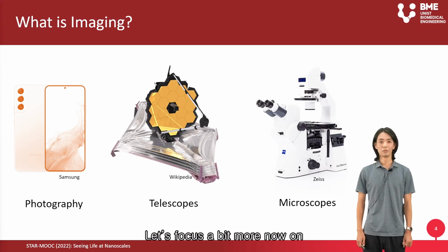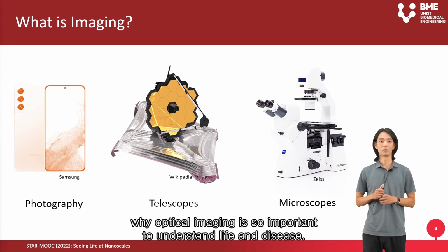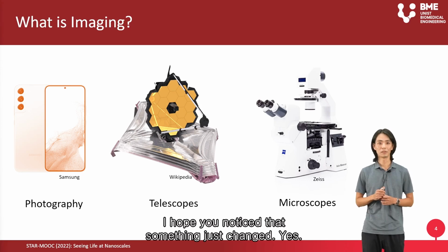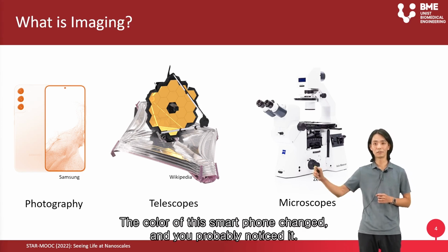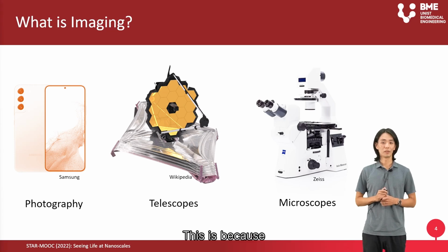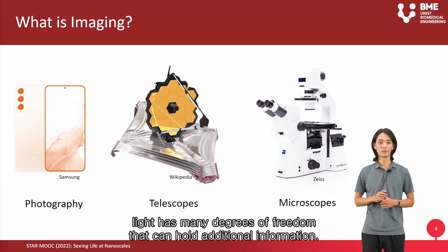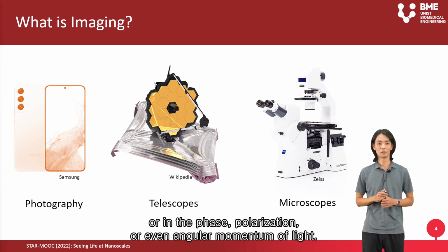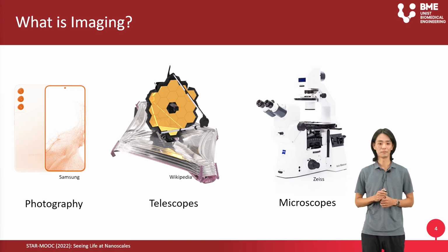Let's focus a bit more now on why optical imaging is so important to understand life and disease. I hope you noticed that something just changed. Yes, the color of this smartphone just changed, and you probably noticed it. This is because light has many degrees of freedom that can hold additional information. You can hold information in the color of light as you just saw, or in the phase, the polarization, or even angular momentum of light.